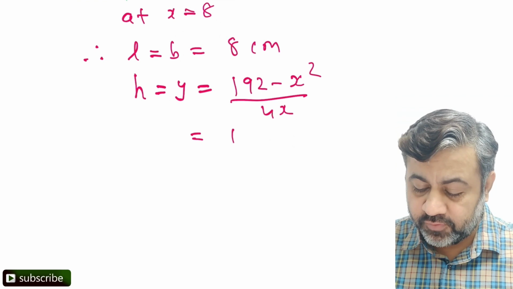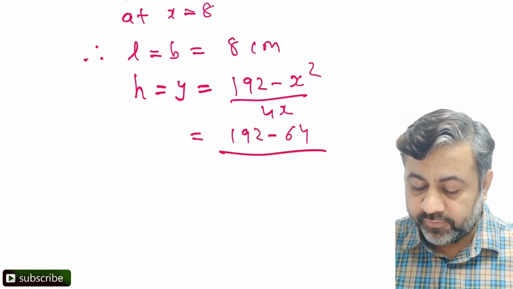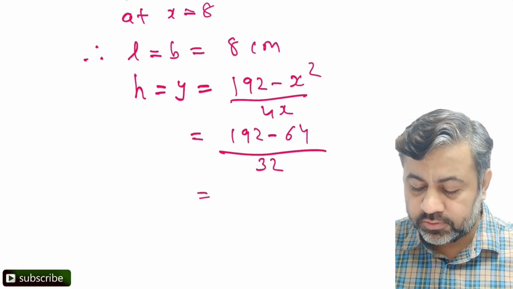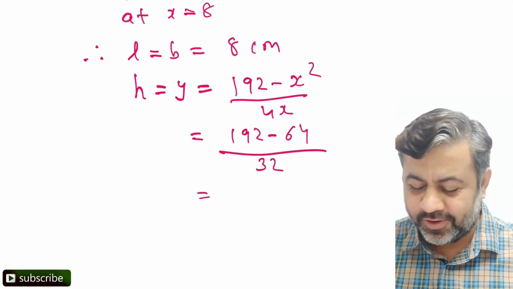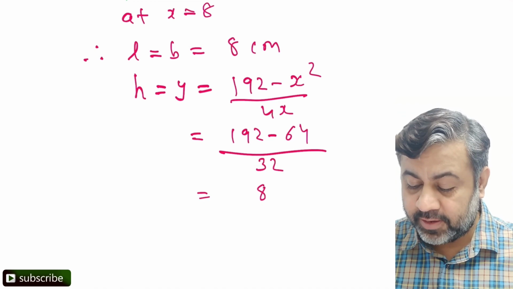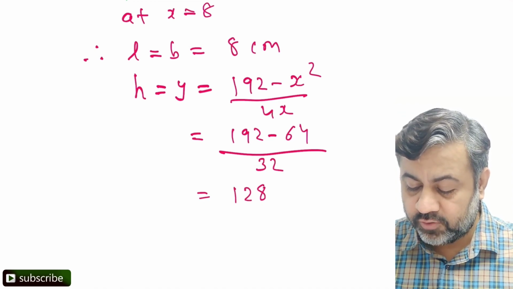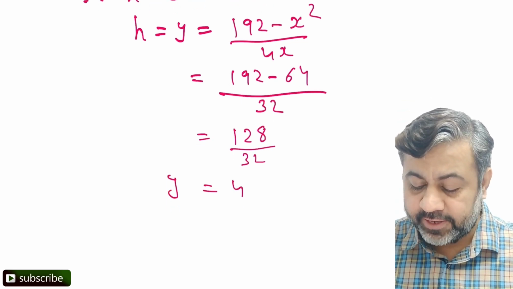So if I substitute the value of x equal to 8, this is 192 minus 64, and 4 into 8 करेंगे, तो 32. This थोड़ा simplify कर लेते हैं इसको. 192 minus 64 किया तो this is 12 minus 4, we get 8, and this is 8 minus 6, we get 2. 128 by 32. Now this is 4, so I get height to be 4.